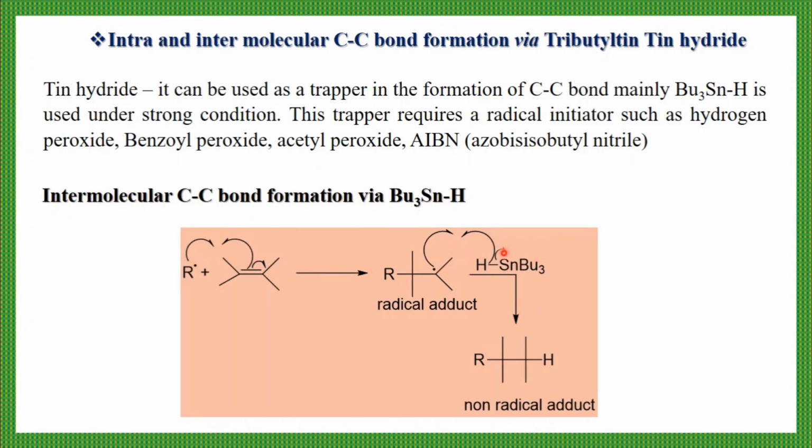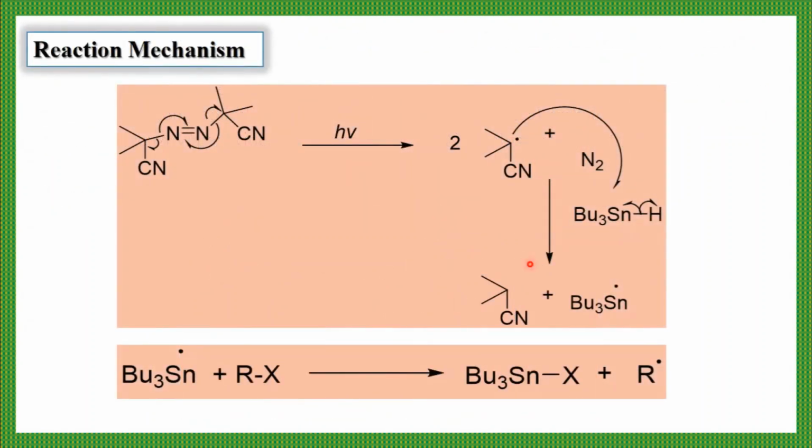So tributyltin hydride reacts with this C radical. It takes this hydrogen, converts to C-H, and generates this tributyltin radical. This is about the general mechanism of tributyltin hydride: how it acts as a trapper, how it converts the radical adduct into a non-radical adduct, and how it traps that radical. So it simply traps in this way.